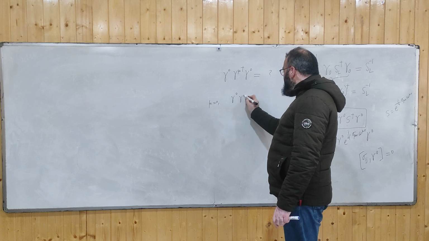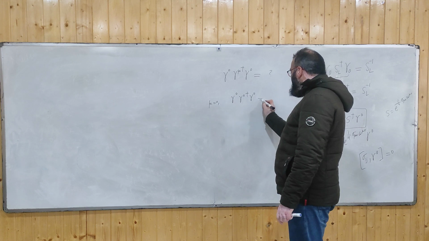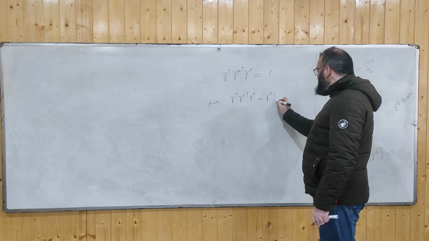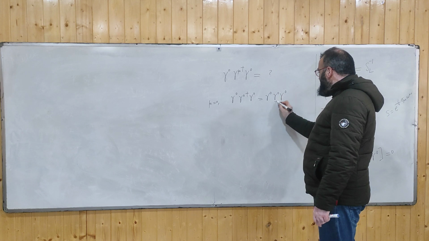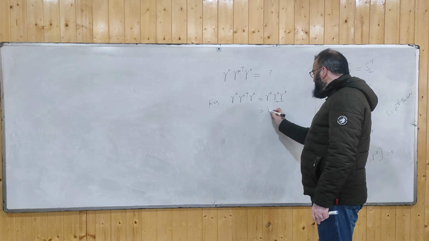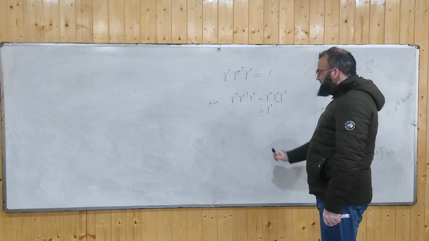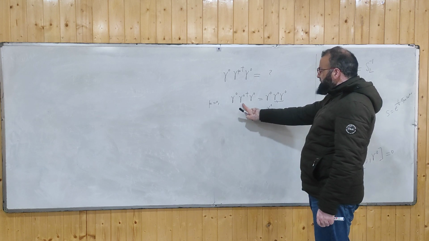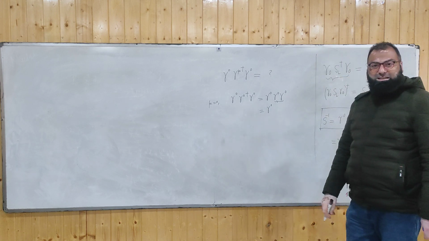Gamma 0, gamma 0 dagger, gamma 0. How much is that? It is gamma 0, gamma 0, gamma 0. What is gamma 0 squared? That's 1. That's equal to gamma 0. It means gamma 0 gamma 0 dagger gamma 0 is the same as gamma 0. Clear?